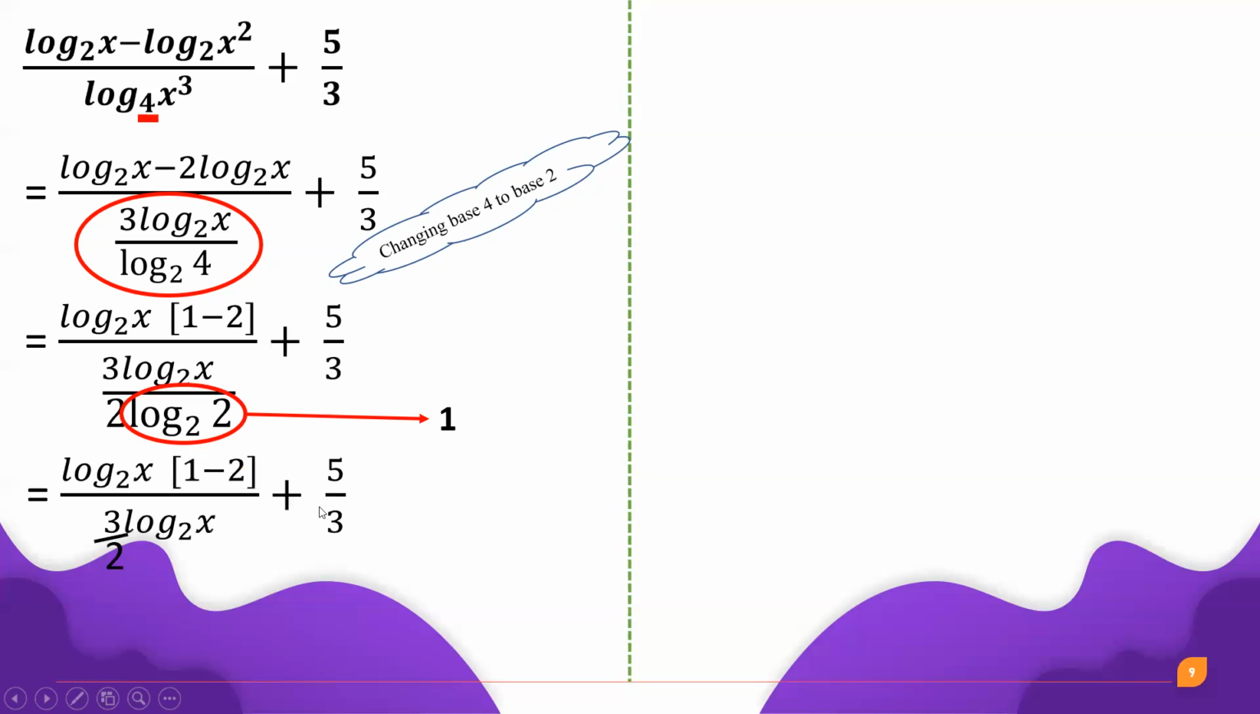Let's continue. Now we have this again. Now the denominator, since this is 1, 2 times 1 gives us a 2. So this one becomes a fraction, 3 over 2 of log base 2 of x. Now, since we factorized out, we shall cancel out the common terms in the numerator and the denominator. So log base 2 of x will cancel out. We remain with 1 minus 2, which gives us negative 1, over the fraction 3 over 2, plus now the other fraction, which is 5 over 3.